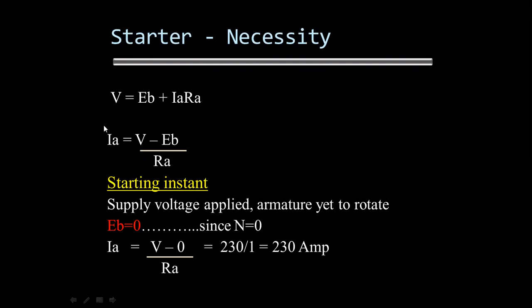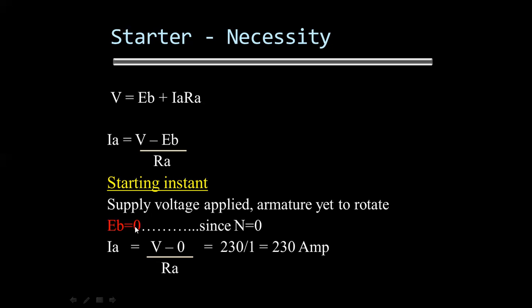Now, if we think of starting instant, that means we have just switched on the supply to the motor. So supply voltage is applied to the motor and the motor armature is yet to rotate. It is yet to deliver useful mechanical output. So this is considered as starting instant. Now, as we know, the back EMF in motor depends on speed of motor. So more speed, more back EMF, less speed, less back EMF. At starting instant, the speed of motor is 0. So obviously EB will be 0.